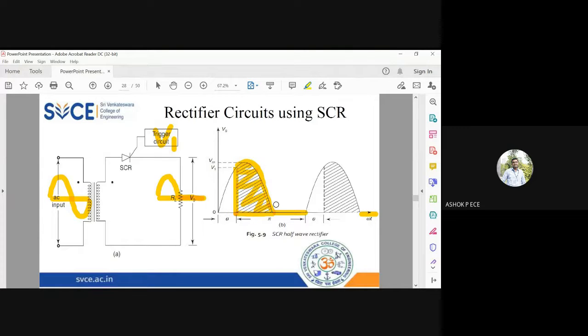The total sine wave is 360 degrees. I am considering only one half. One half is 180, and in that 180, conduction starts only from theta. So the remaining angle is going to be the conduction angle. So it is going to be 180 minus theta.